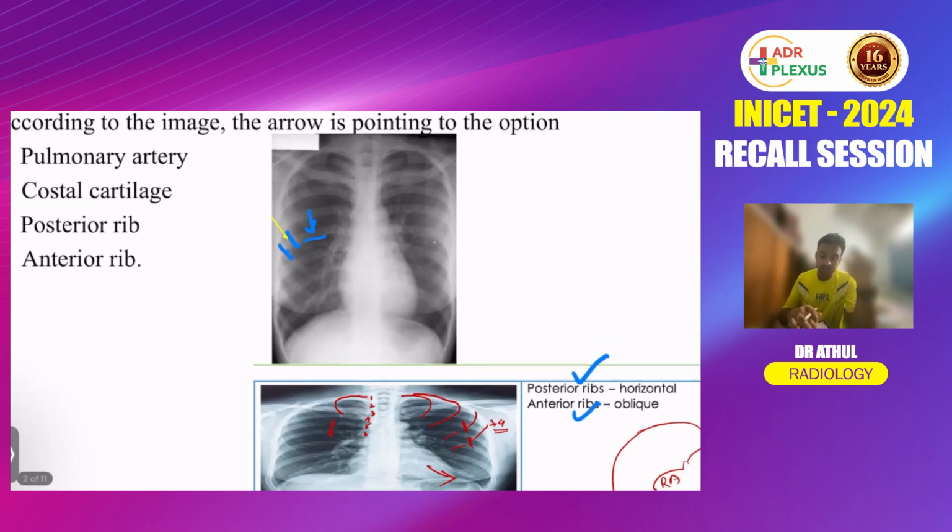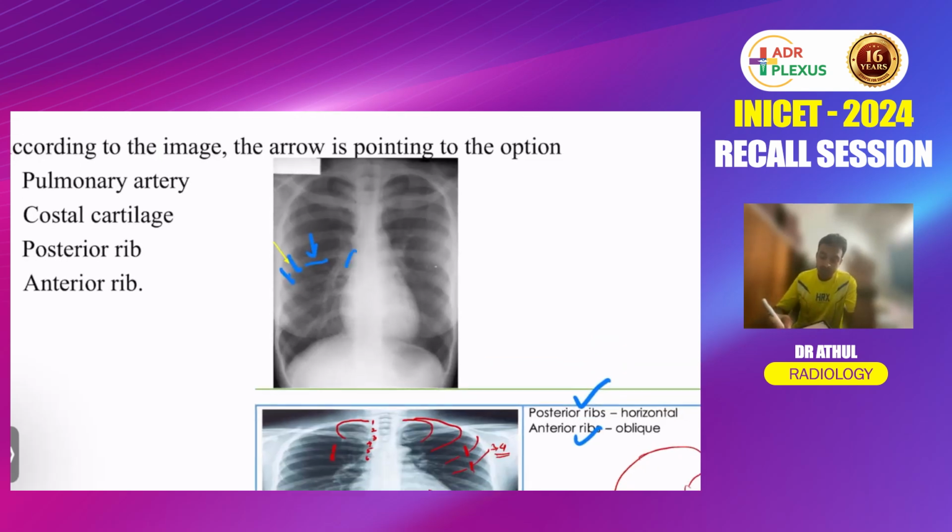And remember, if they are showing you this structure, this is the pulmonary artery, and costal cartilage is not well visualized in a chest radiograph. An X-ray image will not depict costal cartilage very well. So costal cartilage is not the answer. If the arrow points towards a horizontally placed rib, then it is a posterior rib. If the arrow points towards an obliquely placed rib, then it is an anterior rib.